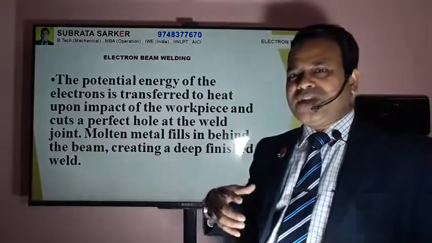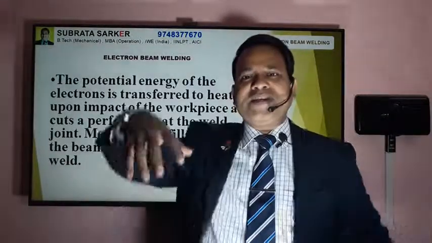There's a machine. Actually, this electron beam welding machine can be of horizontal type or of vertical type.